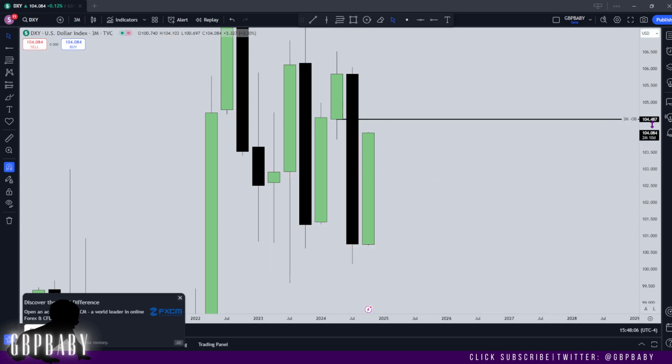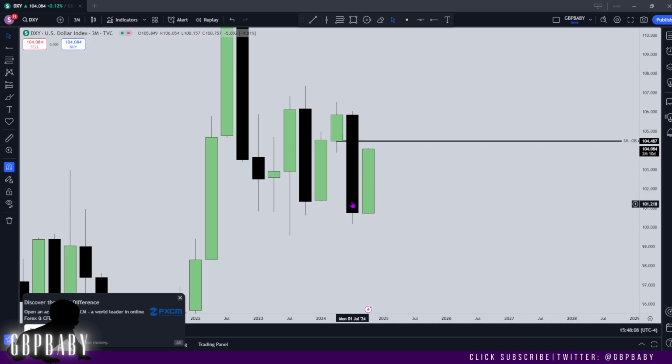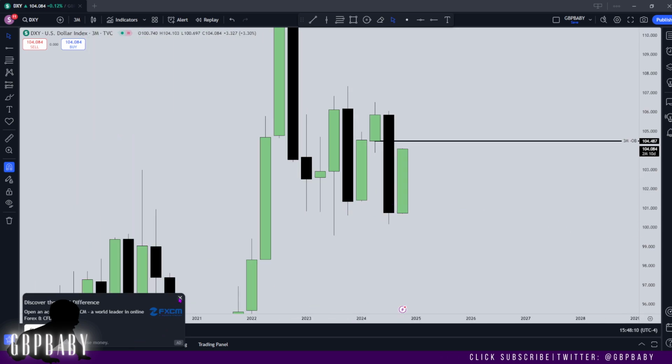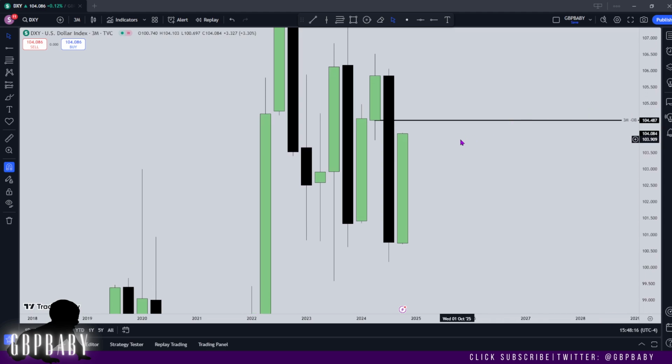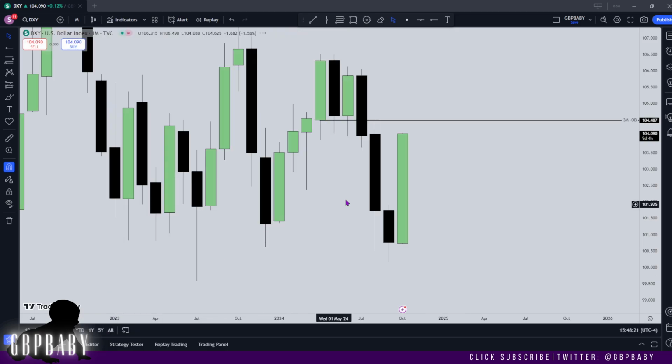Now, I'm not going to mark anything in the discount area just because there's not really much to go off on the 3 month. And also, like I said, we're trading on the 1 hour and 4 hours mainly. So PD arrays like this, although they're significant, it's rare they get traded to, and it's just that when it does get traded to, we can expect a reaction. Nonetheless, let's go to the monthly.